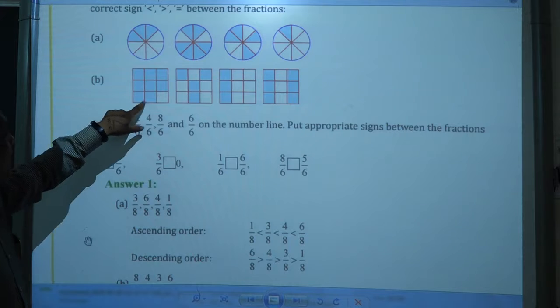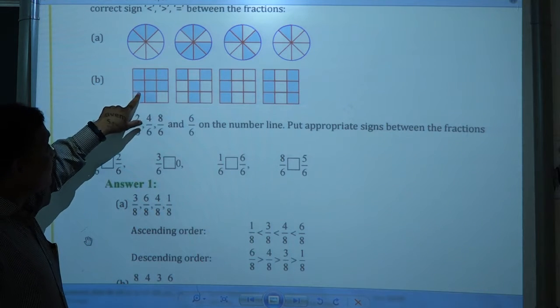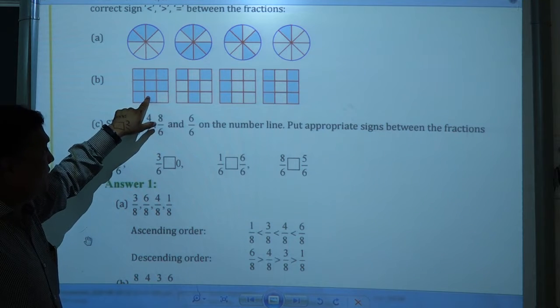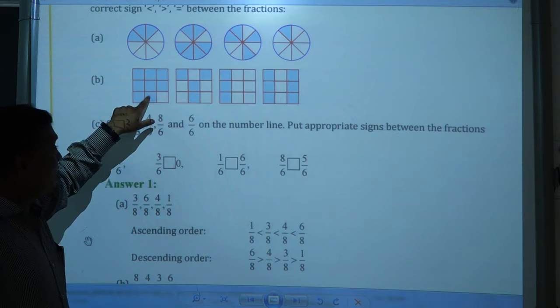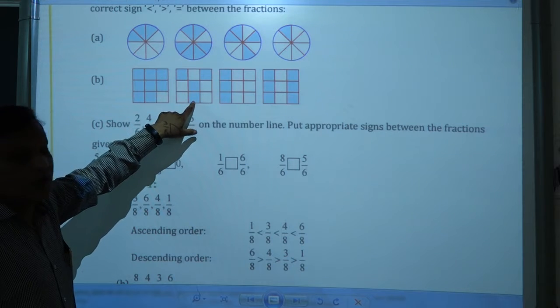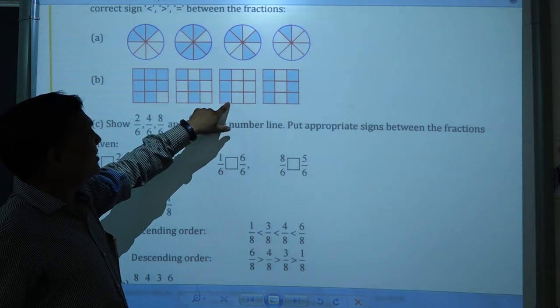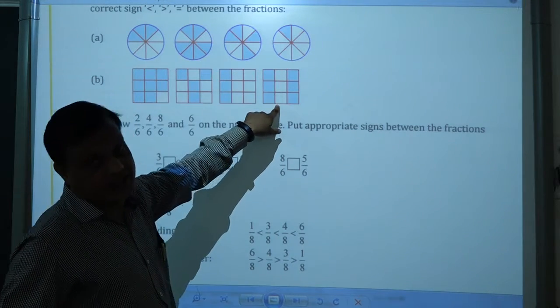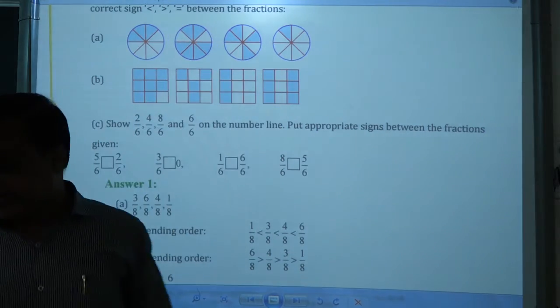Second question. Here, how many boxes are there in total? Total 9 boxes. Of these 9 boxes, 8 are colored. This is 8 upon 9. Out of 9, 4 are colored, 4 upon 9. Out of 9, 3 are colored, 3 upon 9. And out of 9, 6 are colored, so 6 upon 9.